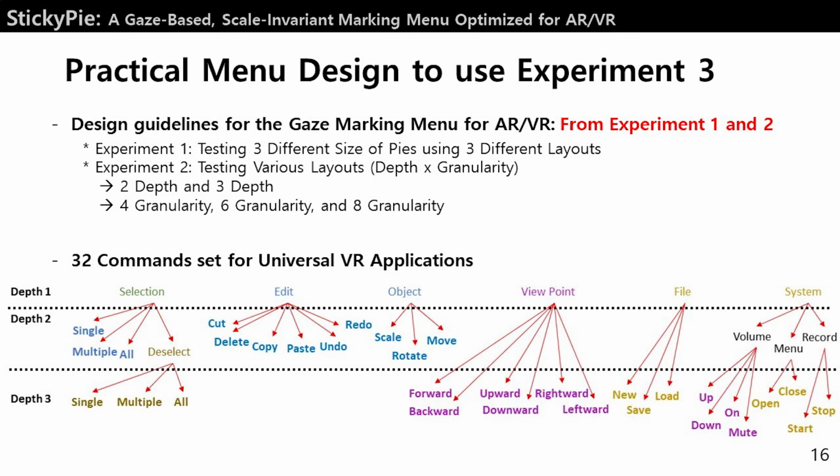Building knowledge expertise of the menu structure is important to support the transition from novice user to expert user. So, we designed a practical marking menu using 32 command sets for universal VR applications. To design the menu, we followed our design guidelines derived from previous experiments in this paper.